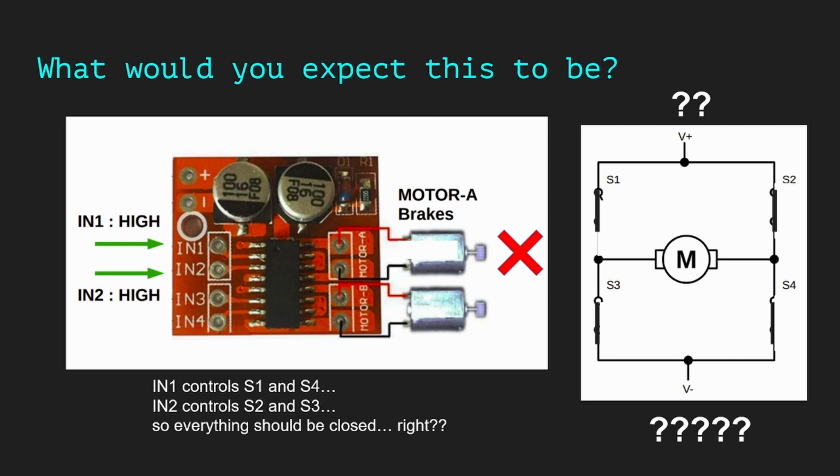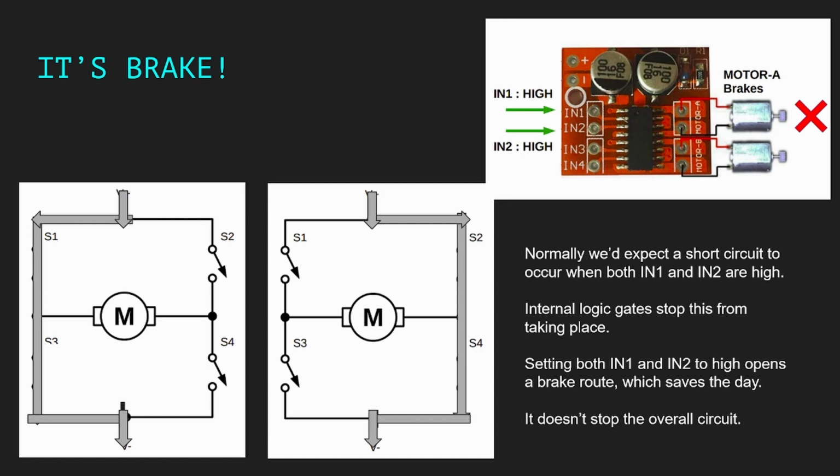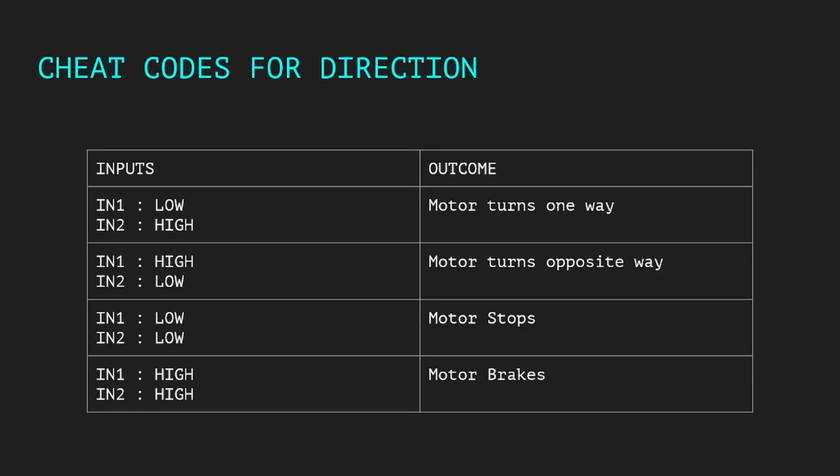Well, the manufacturers knew that you were going to be a stupid boy and do something like this. So what they ended up doing is braking. So normally when you do this kind of thing, you'd expect a short circuit to take place. However, there are internal logic gates that prevent this from happening. So this effectively sets up for the previously mentioned brake paths, which completely stop any short circuits. So yay, your fingers won't be blown off. Yeah, so here's a few cheat codes for the direction.